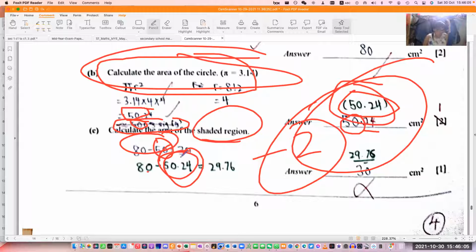I'm asking you which one is more accurate. I'm talking about part C. You're not following. Which one is more accurate? 29.76. Yeah. Then how come you go and choose 30? What made you round up? What made you round?